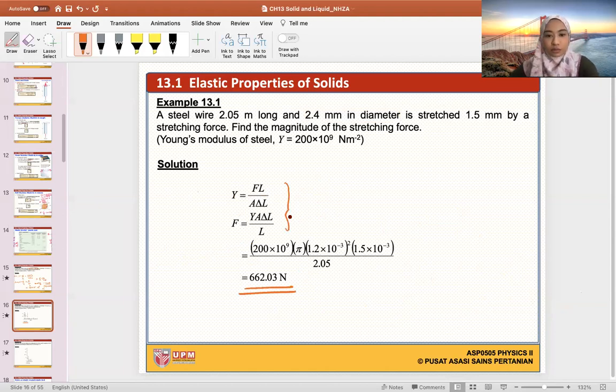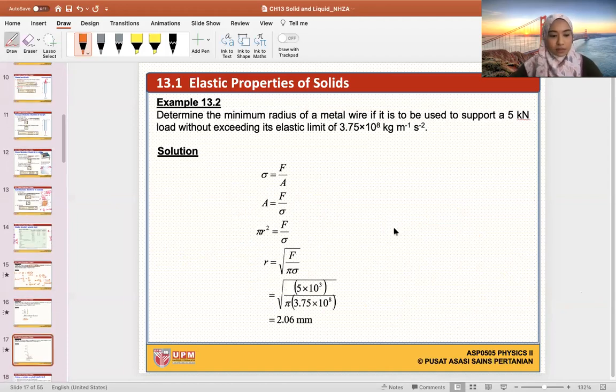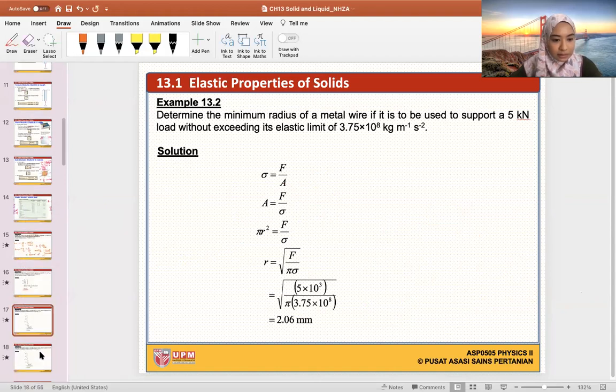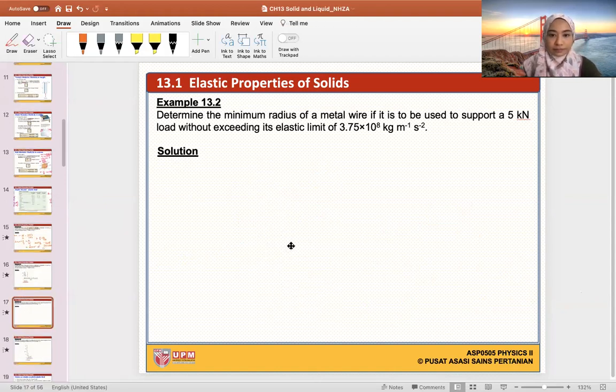Any questions so far? Did everyone get this answer? And Danish needs to know what is the area of the circle. Danish? Okay everyone, I'm going to proceed if there are no questions. Okay, let's do this one. We duplicate this slide.